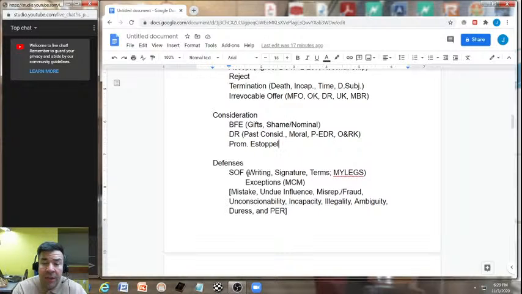Now, looking into the other defenses that would work against contract enforcement, we see mistake. Mistake can be mutual mistake or unilateral mistake. Unilateral mistake being that one party is mistaken. Mutual mistake obviously being that both parties are mistaken. In a unilateral mistake situation, unilateral is mistake only when the non-mistaken party, the mistaken party, let me rephrase that.